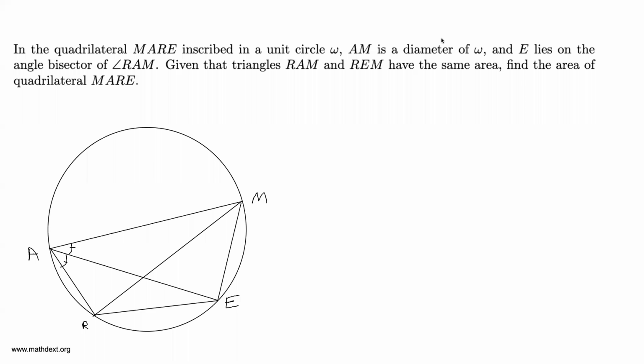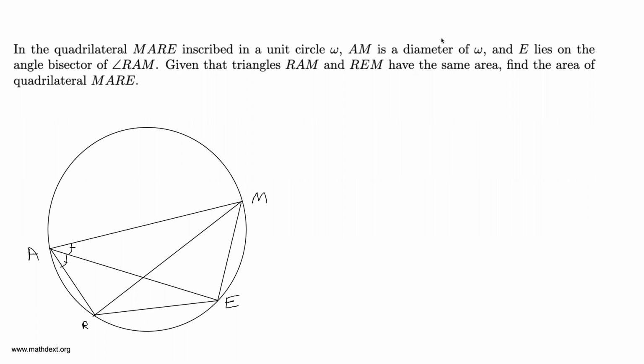Hello everybody, today we will be solving problem 5 from the geometry round of the 2018 HMMT February competition. The problem reads: in the quadrilateral MARE inscribed in a unit circle omega, AM is a diameter of omega and E lies on the angle bisector of angle RAM. Given that triangles RAM and REM have the same area, find the area of quadrilateral MARE.